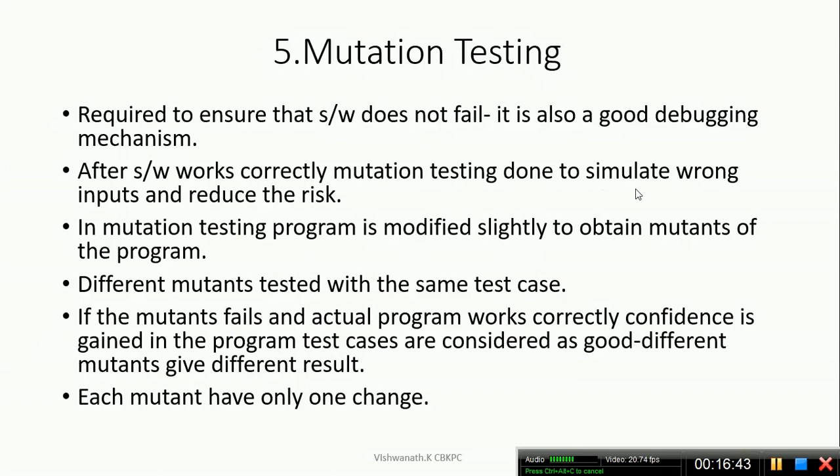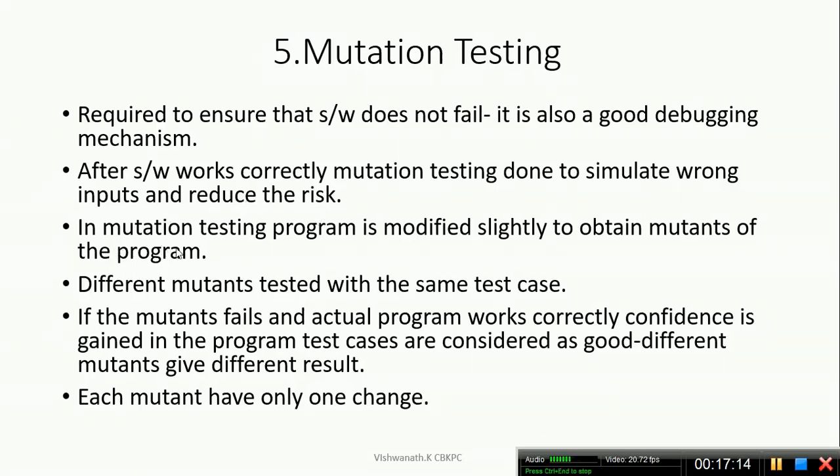So what is the use of mutation testing? We simulate the wrong inputs and reduce the risk. It is like a debugging process, similar to defect seeding. How do we reduce the risk? Because we simulate the wrong inputs, we see the defects and we test. So it obviously indirectly reduces the risk.